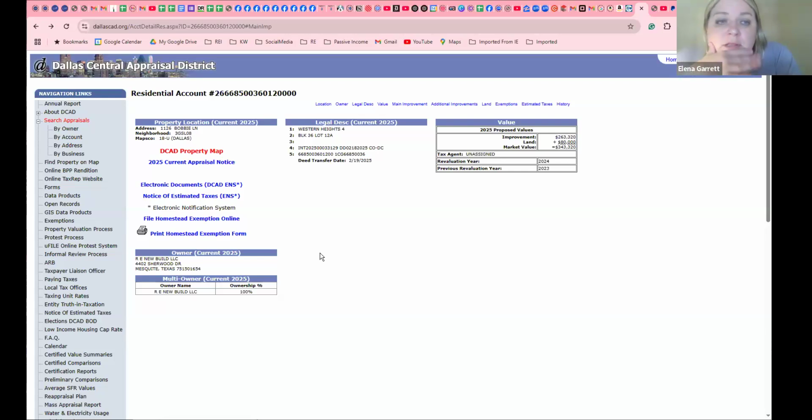Alrighty, so this is just a property that is owned by some investor. We're using it for example purposes. There is nothing special about this property. What I wanted to show you is that this is the Dallas Appraisal District. You're going to have the taxes that they believe you owe based on a total taxable value of your property. And how do they calculate that value? They calculate it in two parts.